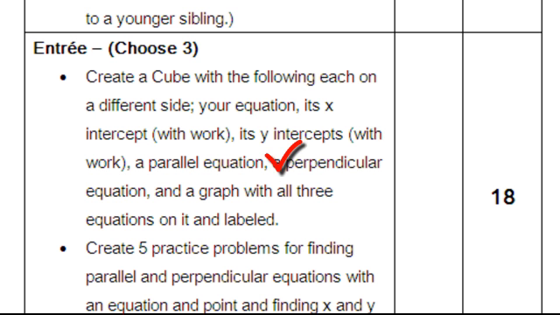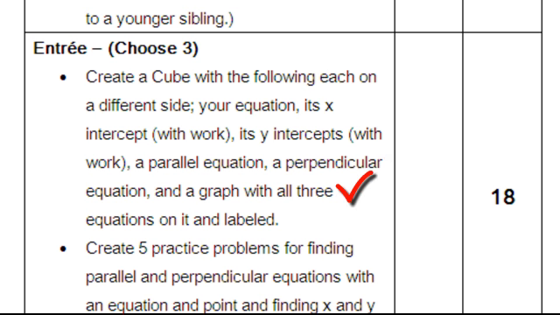Then on the next side you're going to find a parallel equation, so you need to show me all the work where you had to pick a point, find the slope, plug it into a new equation, etc. A perpendicular equation, same thing, but this time we're talking perpendicular.